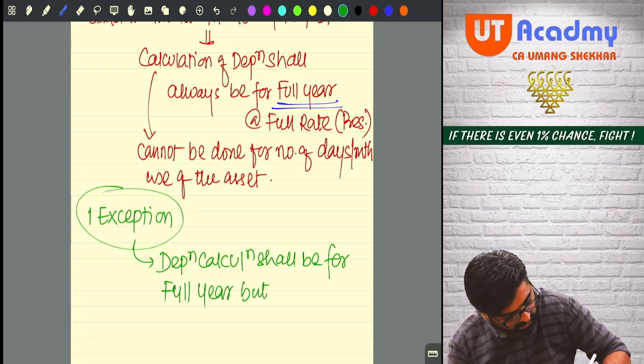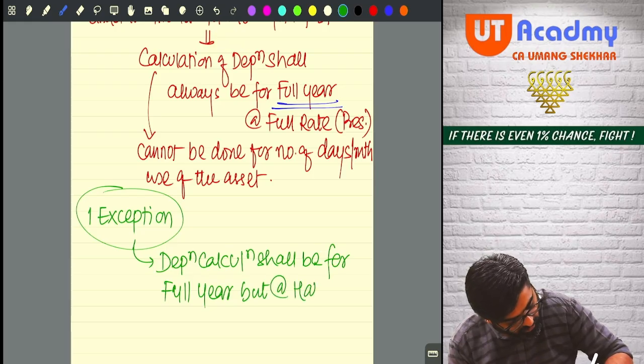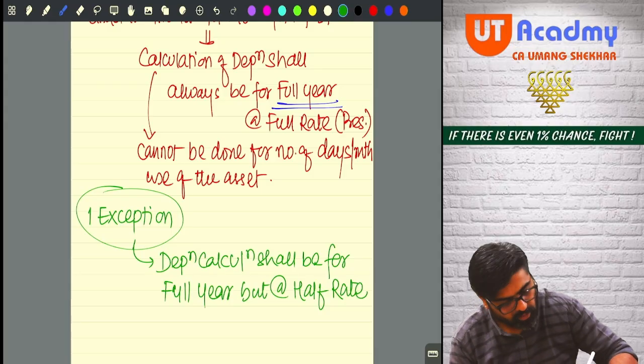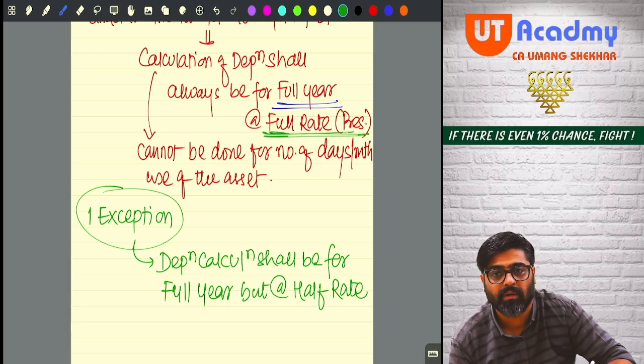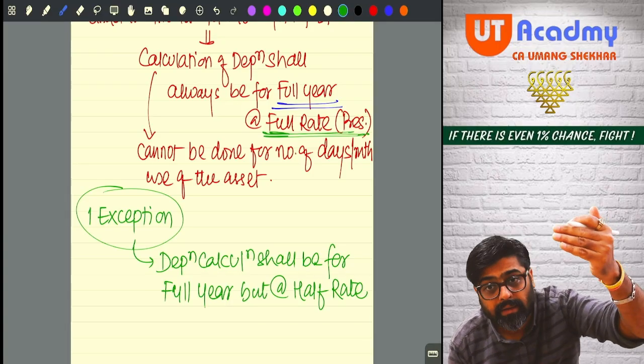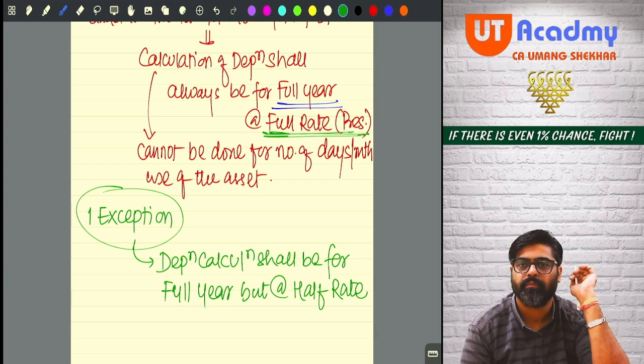But it will be at half of the applicable rate. Half rate. So the rate which was prescribed, don't apply that full rate, take the half rate, but calculate the depreciation for the full year only.